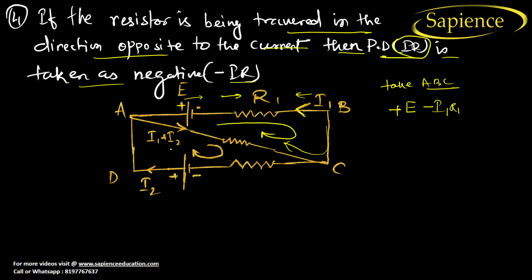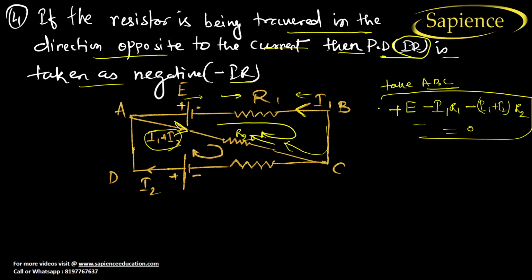See here, the current is I1 plus I2 and the resistor is your R2. So will the voltage drop be positive or negative? Definitely negative. Why? Because current is coming in this direction, but we are going in this direction. So what we have to do here is negative I1 plus I2 into R2. And finally, this should be equal to 0. In this way, we can solve lots of circuit problems.